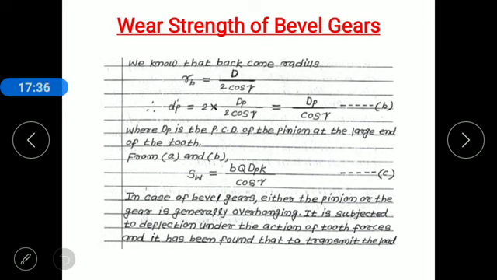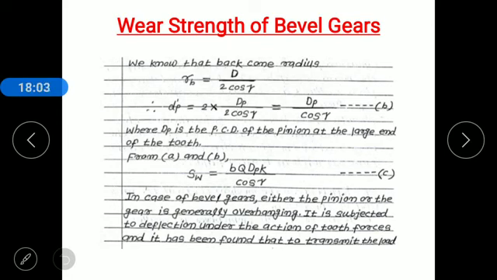Here the above equation is considered as equation B, and from equations A and B, wear strength S_w is equal to b Q D'_p K. Here we just substitute the value of D'_p from equation B in equation A, and we get the value of wear strength S_w equal to b Q D_p K divided by cos γ. Consider this equation C.